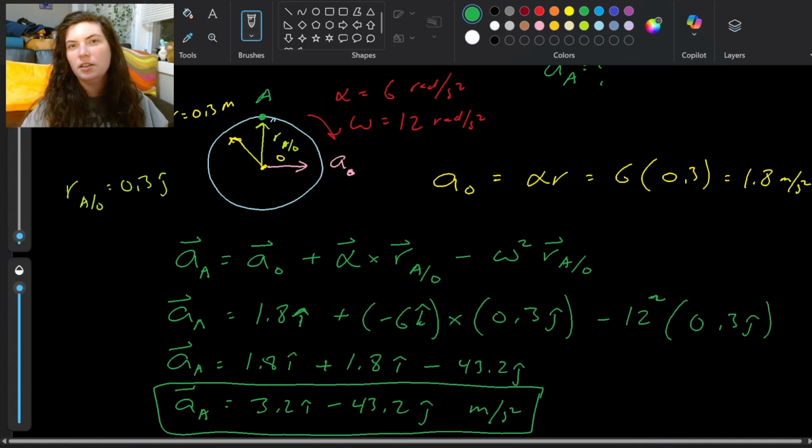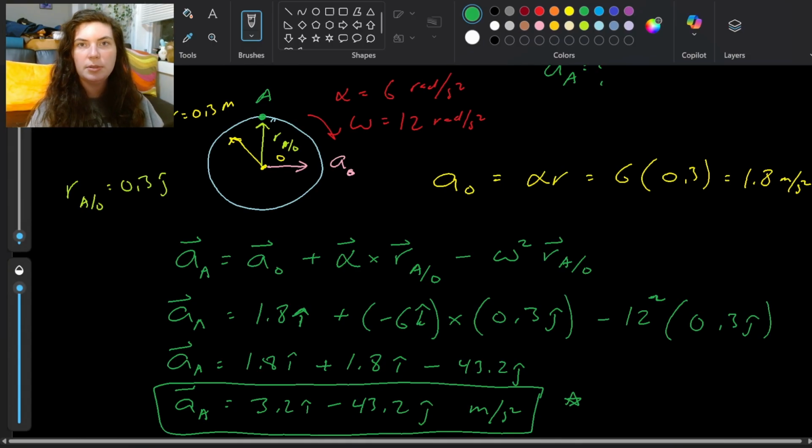And maybe they want the horizontal and vertical components, maybe they want it in this form, maybe they want the magnitude where you take the square root of the squares to find what that overall acceleration is. But this would be a perfectly fine answer for just, if they ask what is the acceleration of A, it's 3.2 i hat minus 43.2 j hat.